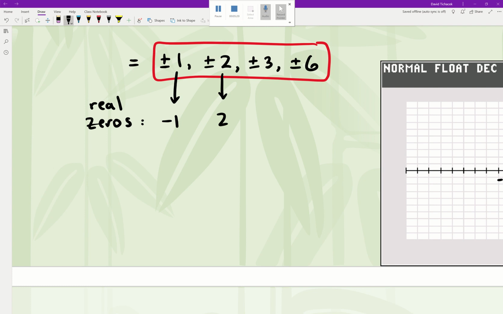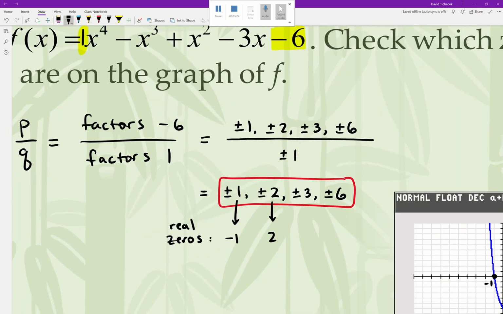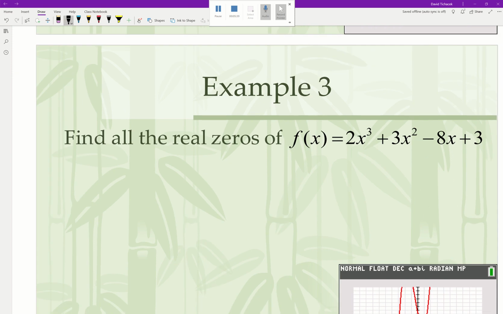So -1 and +2 would be the actual zeros of this polynomial, or I should say the real zeros, because remember, the degree of this polynomial was a 4. That means we have 2 real zeros, but the other 2 are going to be imaginary or complex zeros. So the total number of zeros should always add up to the degree of the polynomial. That's the fundamental theorem of algebra.